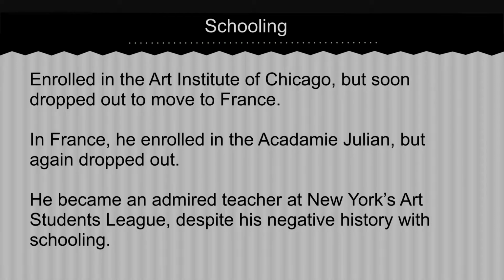Benton enrolled in the Art Institute of Chicago but soon dropped out to move to France. In France, he enrolled in the Académie Julian but again dropped out. He became an admired teacher at New York's Art Students League despite his negative history with schooling.